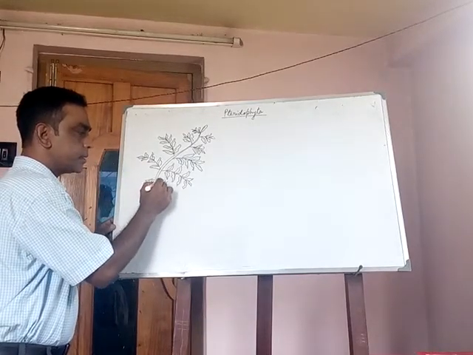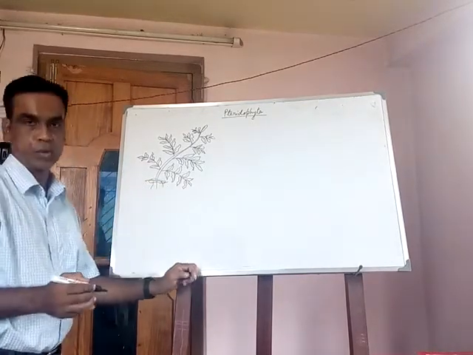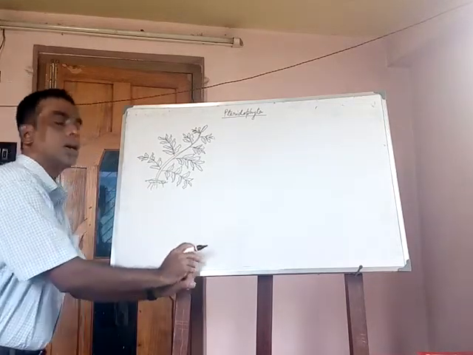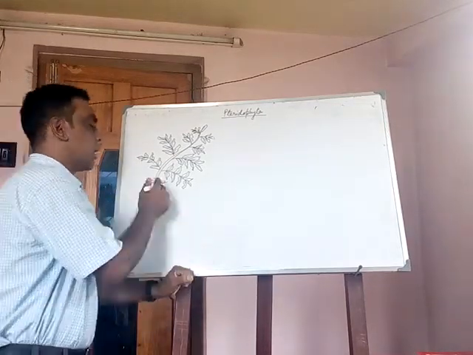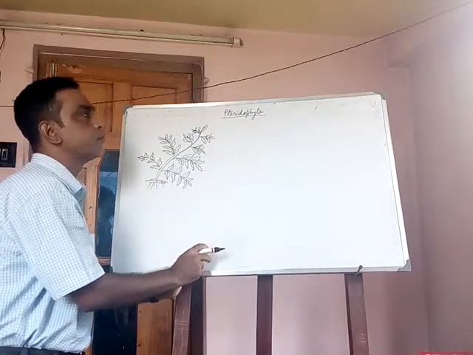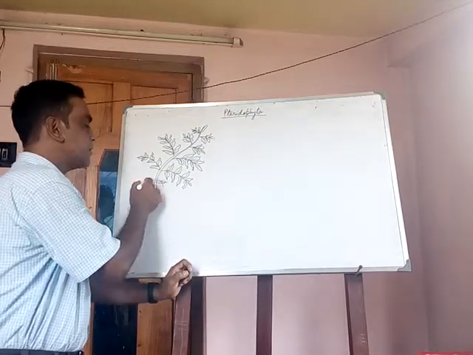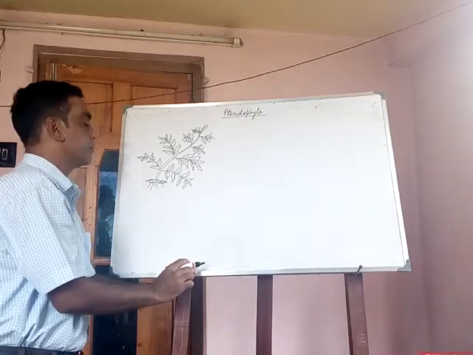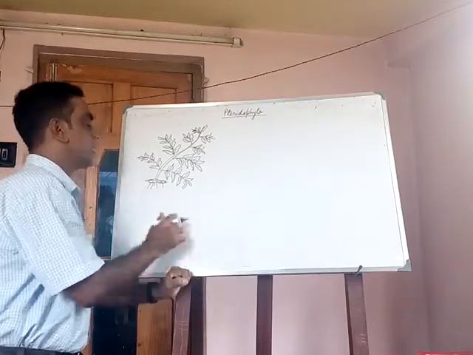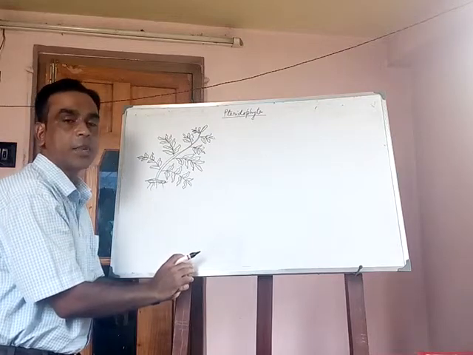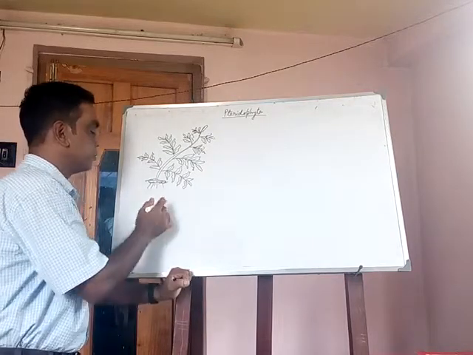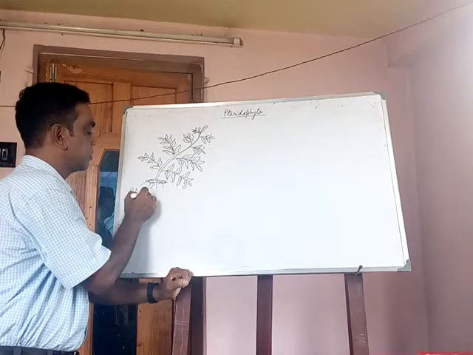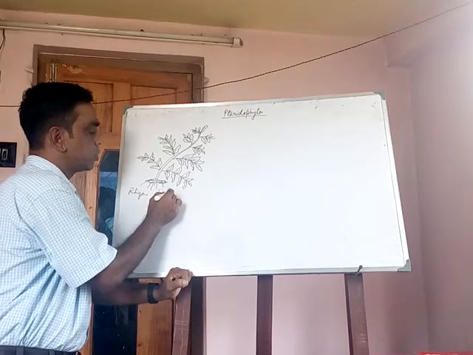It is the root. Roots are found in this type of plant body, and it is the stem. This stem is an underground modified stem called rhizome. That is rhizome. Root.